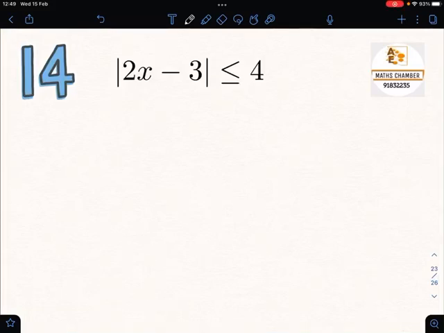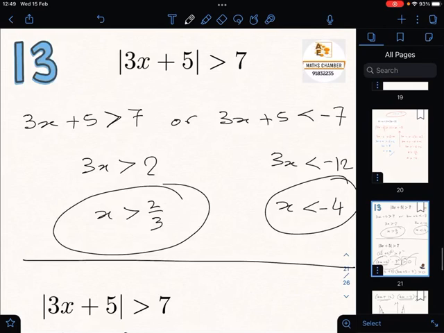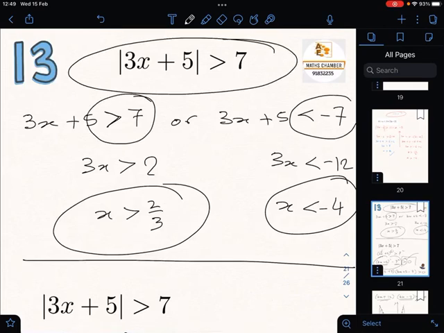Okay, welcome back guys. In this video we're going to do modulus functions involving inequalities, where the inequality will be less than. The previous video was about greater than. If it is greater than, we're going to have greater than a positive value or less than a negative value. If they give you 7, it is greater than positive 7 or less than negative 7.